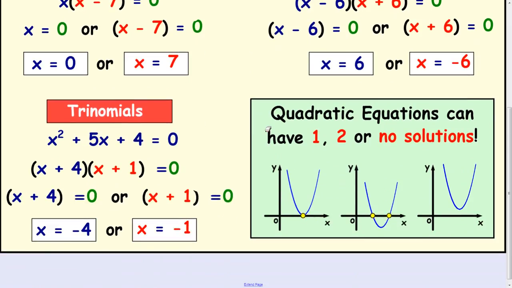Now, quadratic equations don't need to always have two solutions. They can have no solutions. Again, you'll look at that later on. They don't touch the x-axis at all. They can have two solutions, like all of these ones. Sometimes they've just got one solution. So you put it into double brackets and you get two of the same answer, like x plus 4 and x plus 4. It would only be one solution, which would be negative 4.